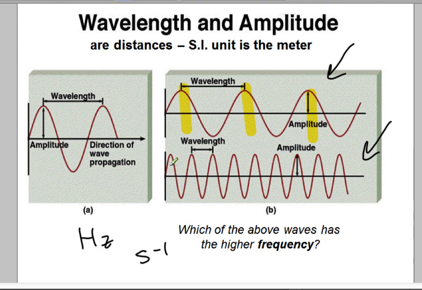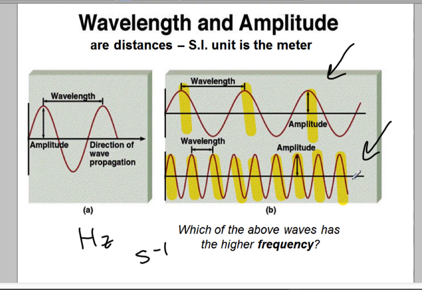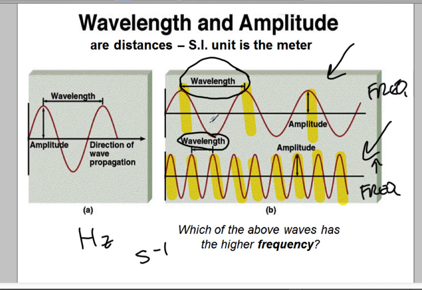If I look on the bottom one, I have 1, 2, 3, 4, 5, 6, 7, 8, 9. So obviously the one on the bottom has a greater frequency. Well, the relationship between wavelength and frequency is inverse. Notice how this one has a longer wavelength, this one has a shorter wavelength. So this one has a greater frequency. Frequency of this one is greater, frequency of this one is lower. So we know that wavelength and frequency are inversely related.